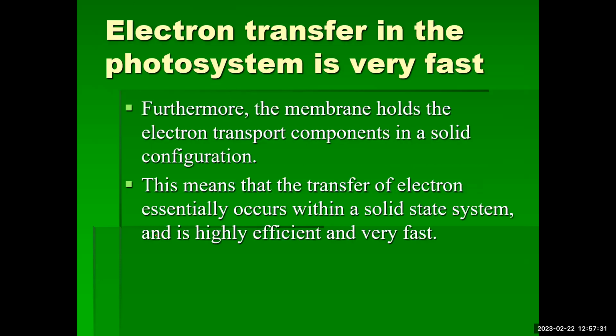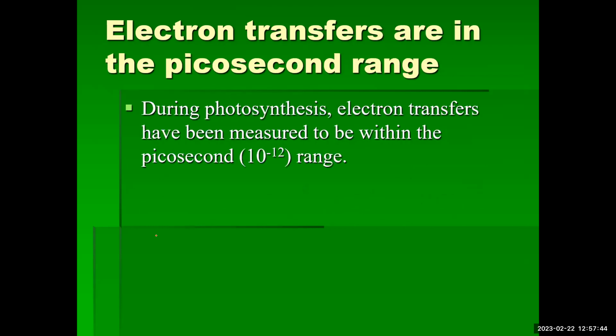The membrane holds the electron transfer components of the photosystem in a solid state configuration. So transfer of electrons is quite fast, very efficient, and occurs within the picosecond range.